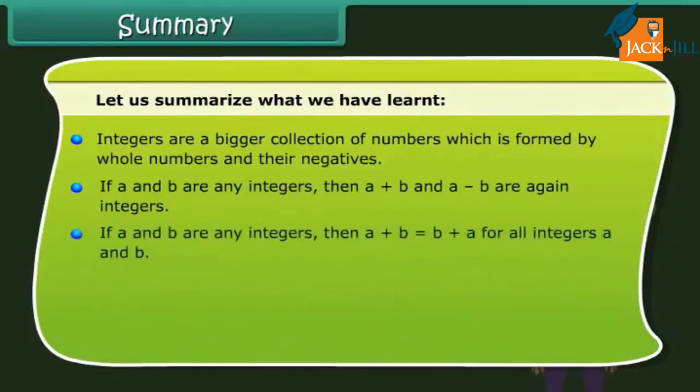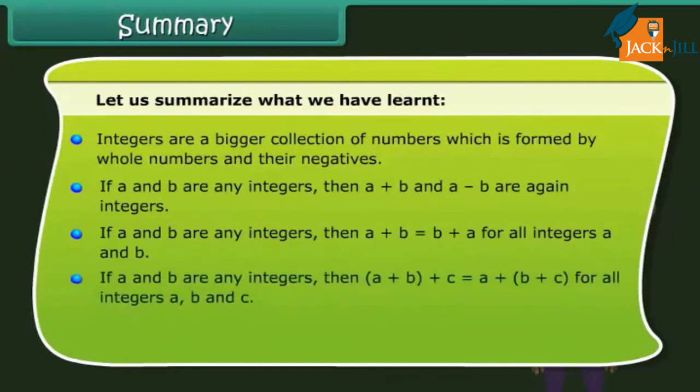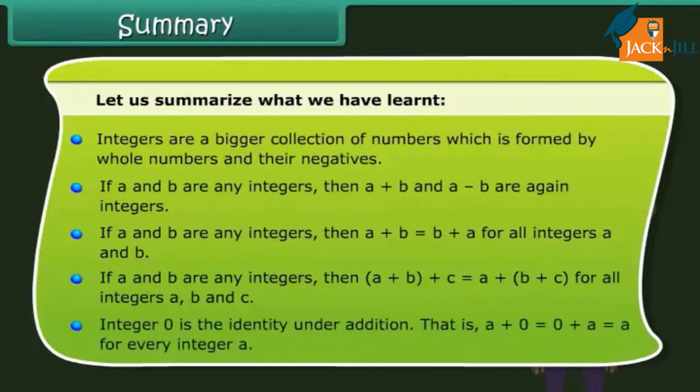If a and b are any integers, then a plus b is equal to b plus a for all integers a and b. If a and b are any integers, then a plus (b plus c) is equal to (a plus b) plus c for all integers a, b, and c. Integer 0 is the identity under addition. That is, a plus 0 is equal to 0 plus a, which equals a for any integer a.